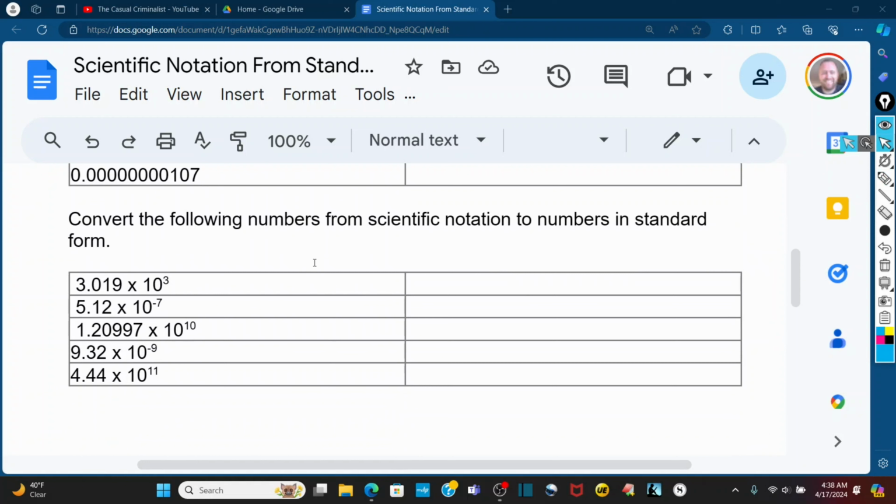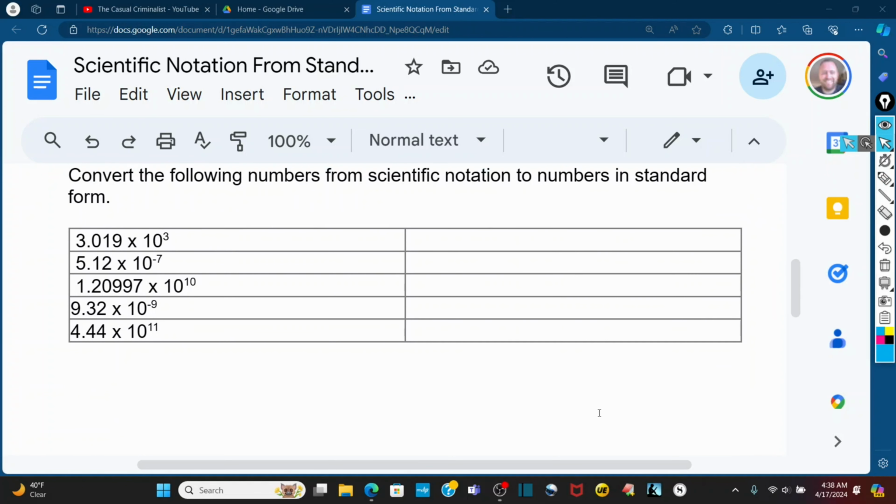So we're converting from scientific notation to standard notation here, and we have these numbers. And let's start with our first one. Okay, so 10 to the third power. That means when we multiply 3.019 times 10 to the third power, we're going to move that decimal place 3 places to the right. So we're going to go 1, 2, 3. So this is going to be 3,019. Okay.